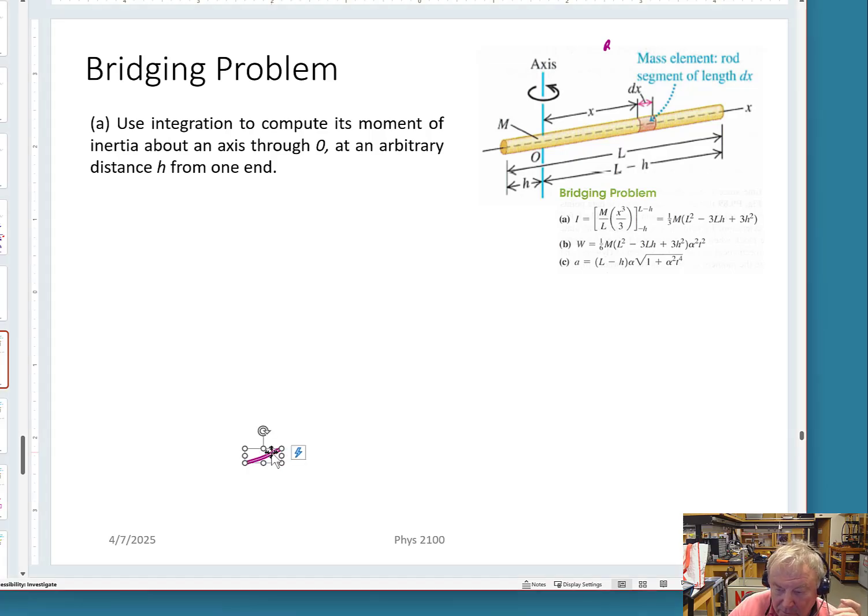Alright, here's actually a calculus problem. And it's at the end of the chapter. It's the beginning of the question section, and then they give you the answers at the end of the question section. So this is the picture.